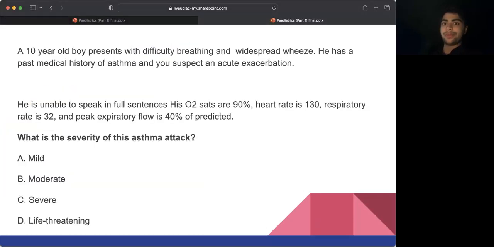So this condition is a lot more common. So we've got a child with asthma, and these are his observations. What is the severity of his asthma attack? If you guys could just take a moment to answer that. Yeah, D.